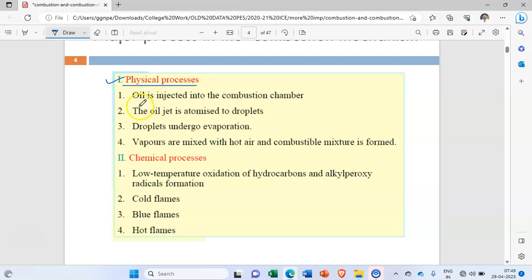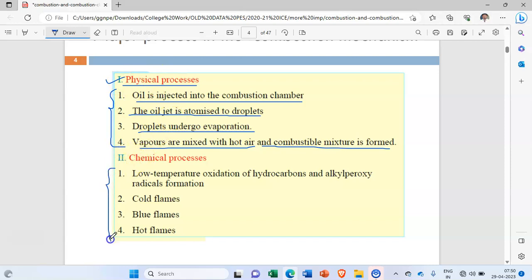So first is the physical process. What is the physical process here? Oil, that is diesel, is injected into the combustion chamber. The oil jet is atomized into droplets, the droplets undergo vaporization, the vapors are mixed with hot air, and a combustible mixture is formed. This is called the physical process. Some amount of time is definitely required for this physical process to happen.